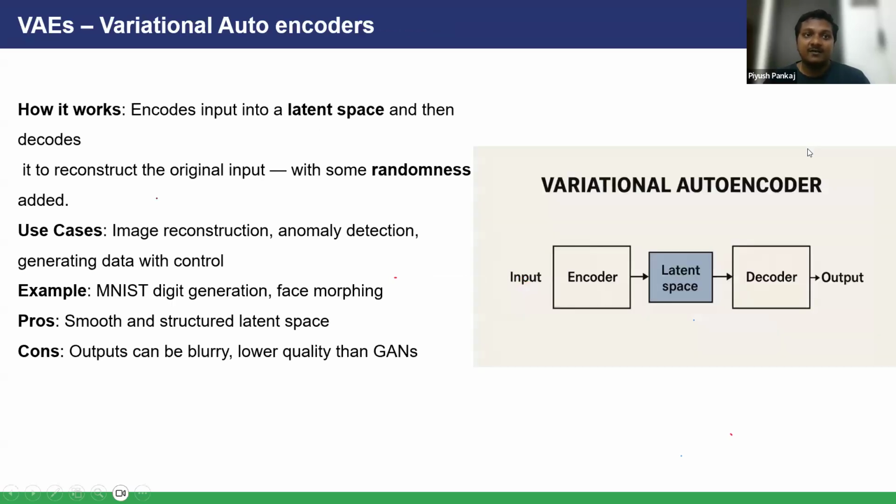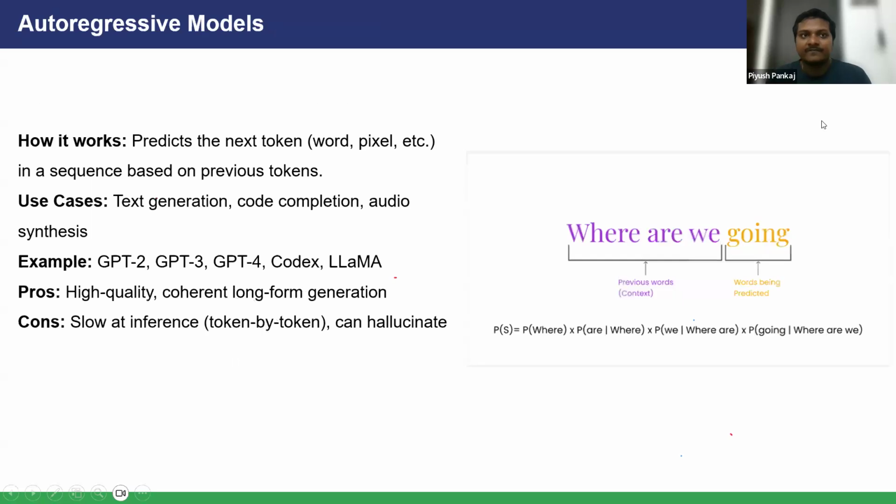Then we have variational autoencoders. Basically, it encodes into the latent space, and then it is going to decode it, to reconstruct the original input with some randomness. So it is used in reconstruction of images. Let's say you have a blurry image and you ask the model to fill out the blurry part. For smooth and structured latent space we are using it, but the output could sometimes be blurry or lower quality than GANs.